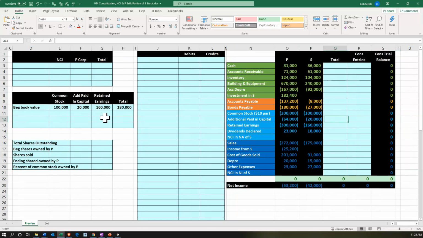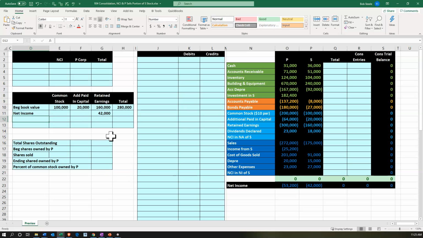But it was for the entire year, so we're not going to have to allocate between the years here. Okay, so then we're going to go to the net income. So the net income is going to be, we're going to allocate this out to the retained earnings. Net income is just going to be this 42,000. So I'm just going to say negative of that 42,000.